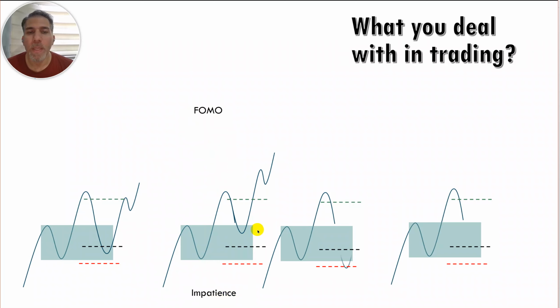Now another scenario: you wait here, you get inside a trade and it hits your stop loss. What kind of feeling are you dealing with? Here you're dealing with two kinds of fears: fear of loss and fear of being wrong.